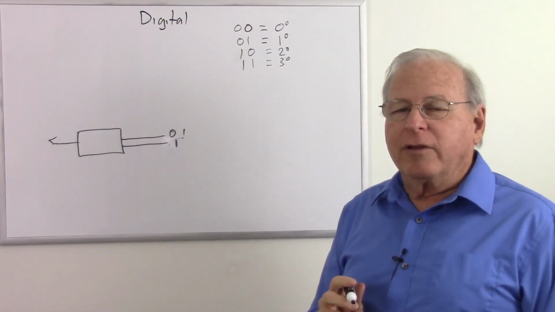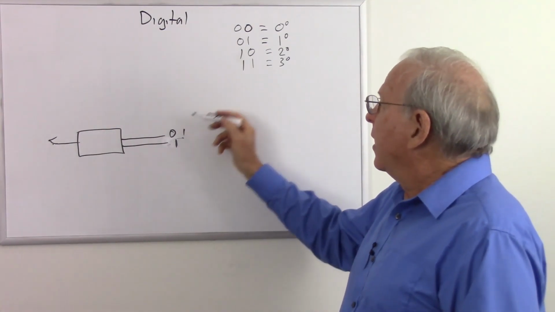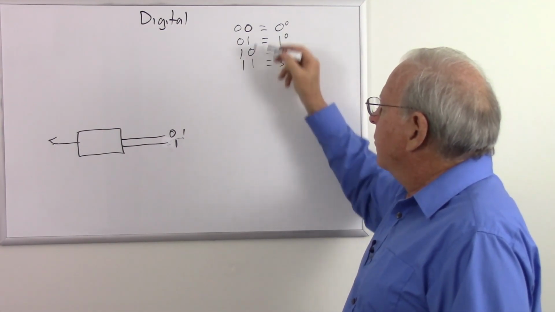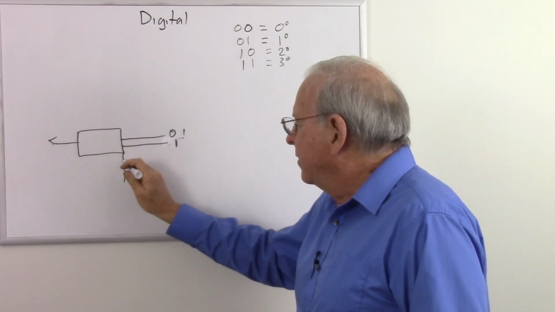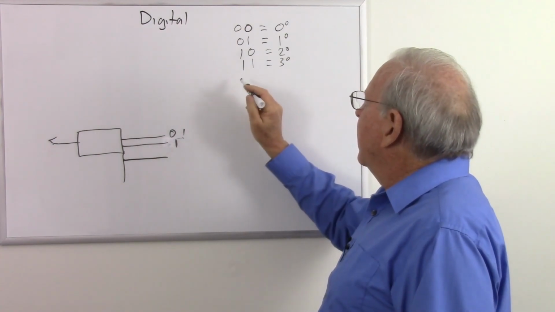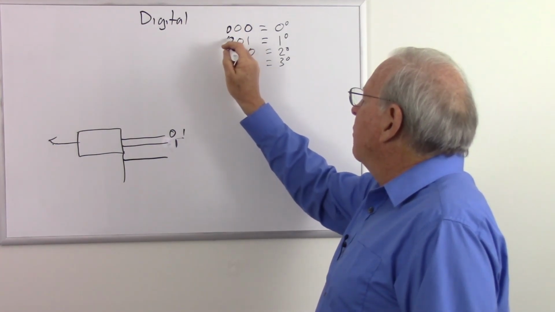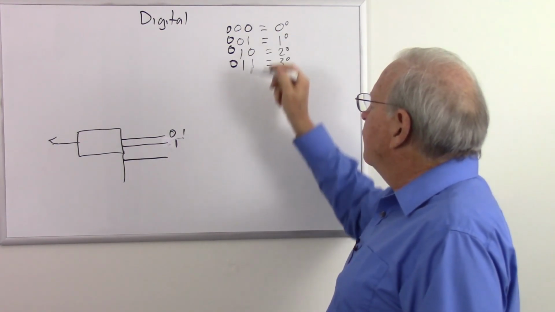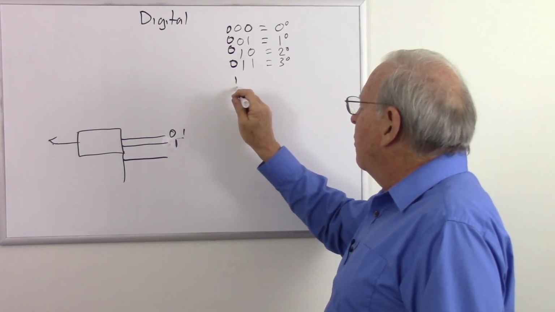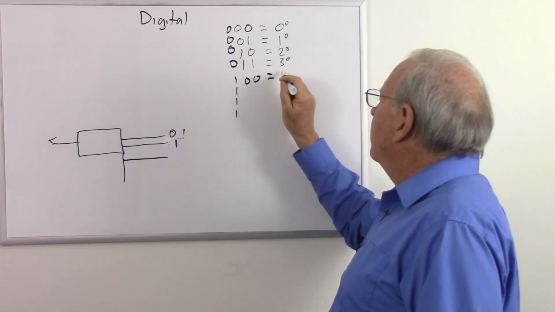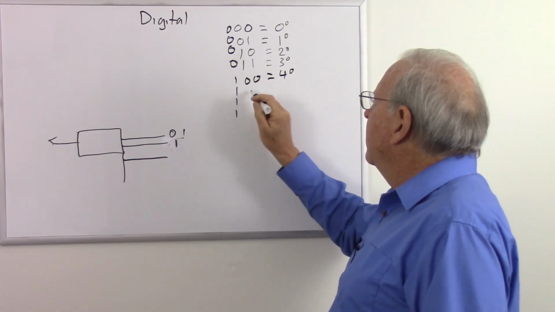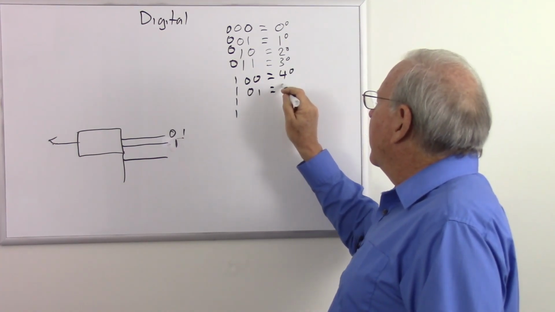What if I want 4 degrees? Can't do it. I can only have 0, 1, 2, or 3. I can only have 4 possible states. So I need yet another wire. And so let's make that wire a 0 here. That gives me those 4 states. Now let's make that wire a 1. Now I can have 0, 0 again. That can equal 4 degrees. 0, 1 equals 5 degrees.